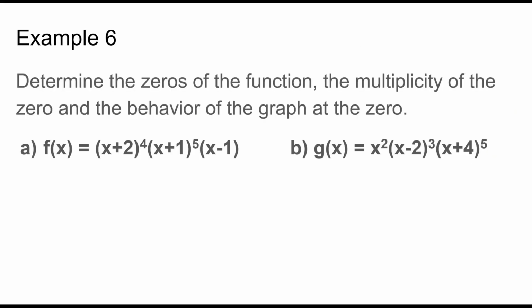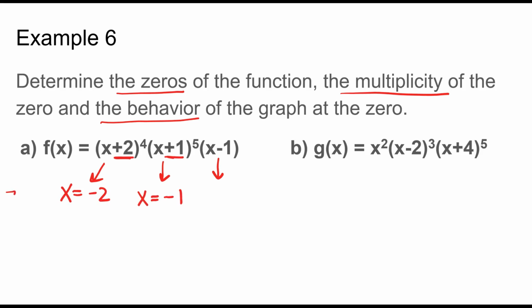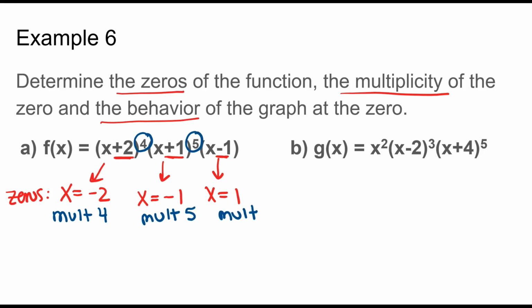So we're going to determine the zeros, the multiplicity, and the behavior. So the factor is +2, the 0 is -2; +1, the 0 is -1; and -1, the 0 is +1. What is the multiplicity? The multiplicity for this is 4. The multiplicity for this 0 is 5. The multiplicity for this 0, it's not 0, it's an imaginary 1.